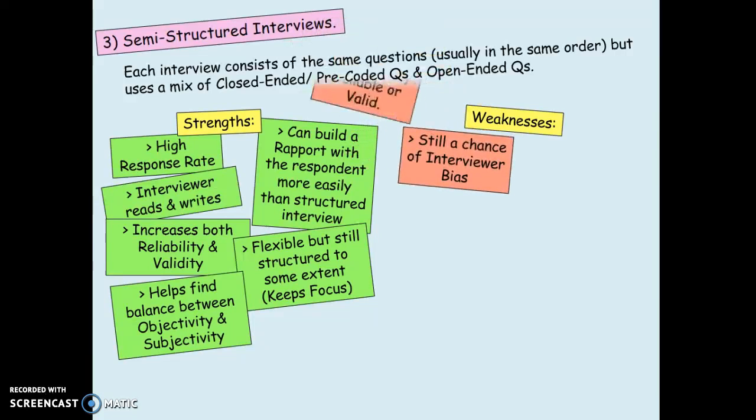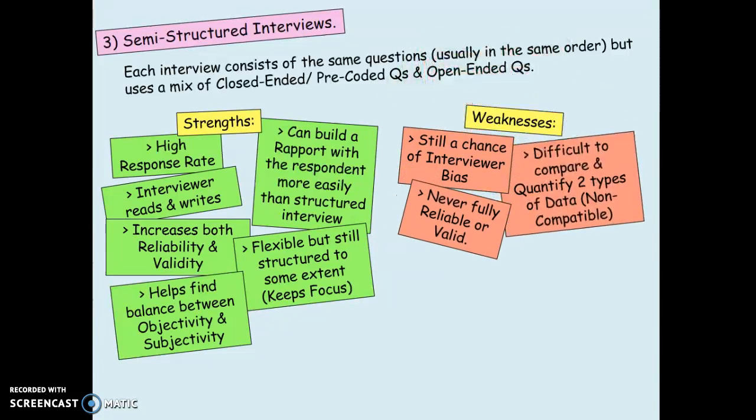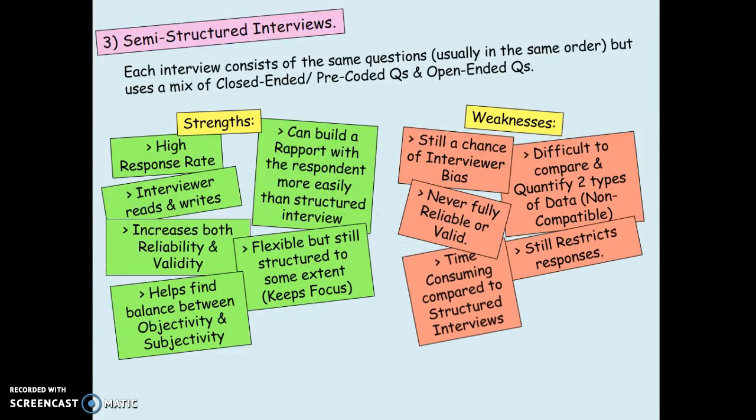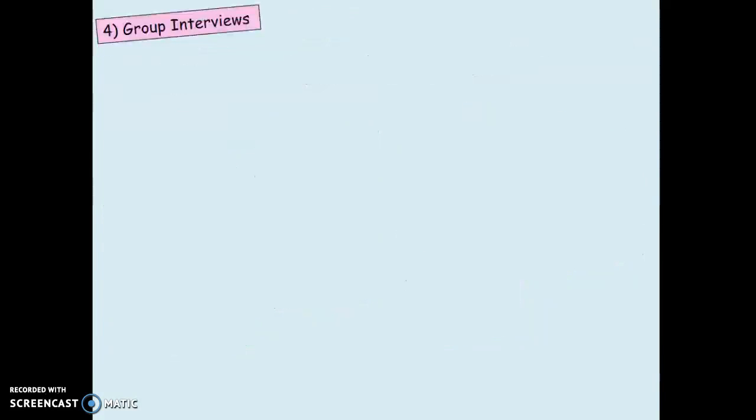Weaknesses: still a chance of interviewer bias, never fully reliable or valid, difficult to compare and quantify due to the types of data, still restricts responses, time consuming compared to structured interviews.